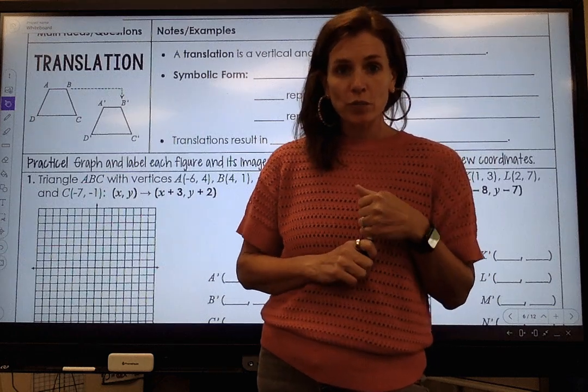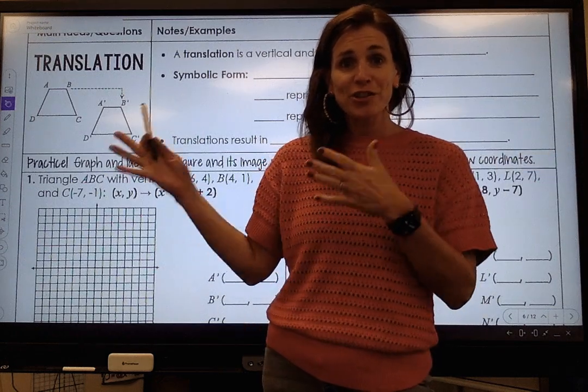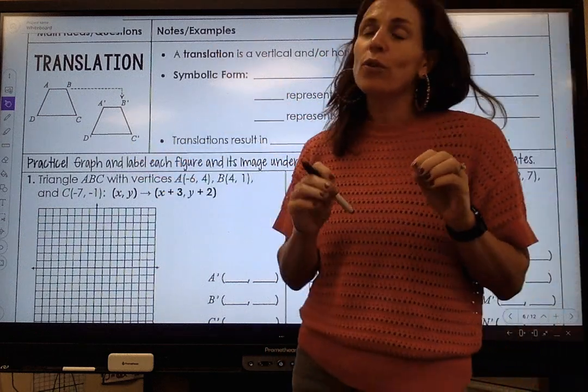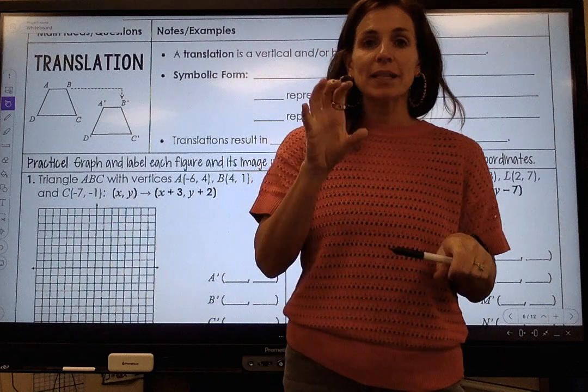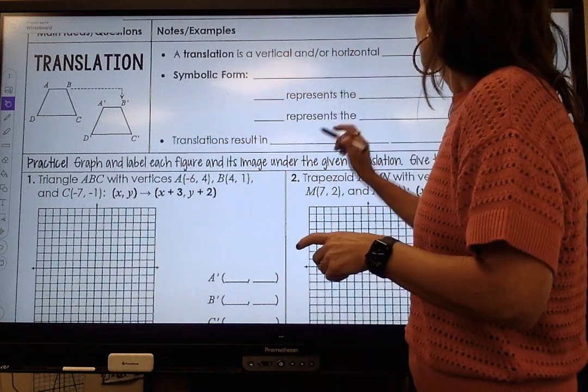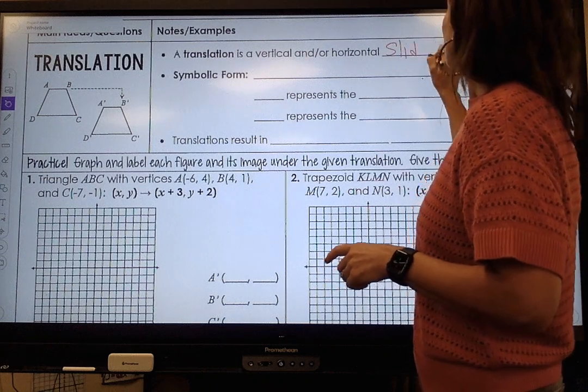The next transformation we're going to talk about is a translation. So, a translation is a vertical or horizontal slide. It'd be like me taking a figure and I could slide it to the left and right. I could slide it up and down. It is a horizontal or vertical slide.